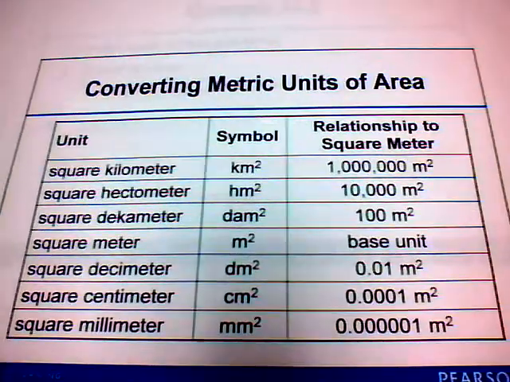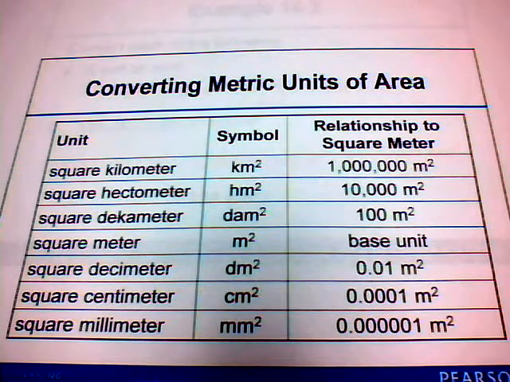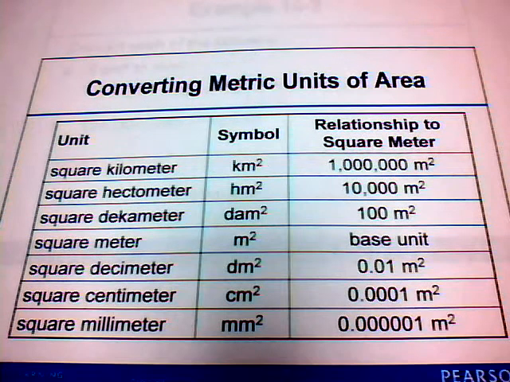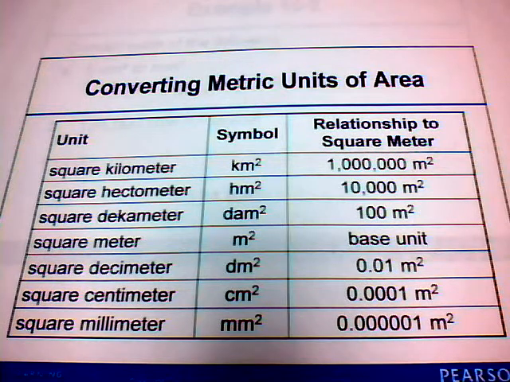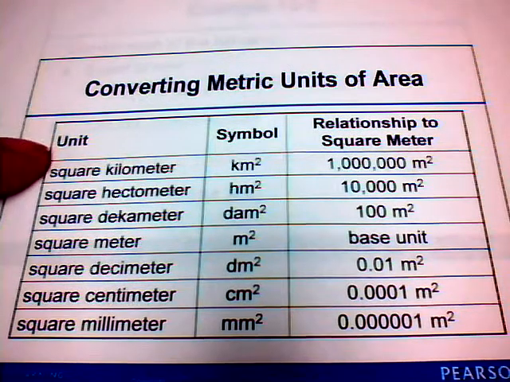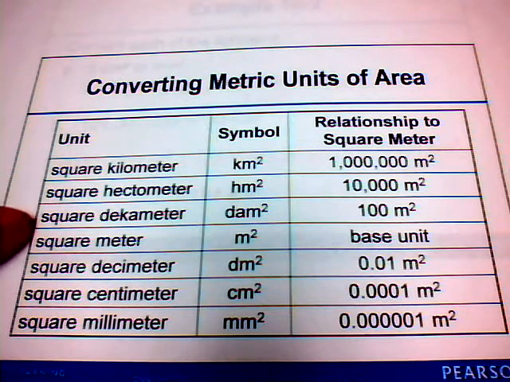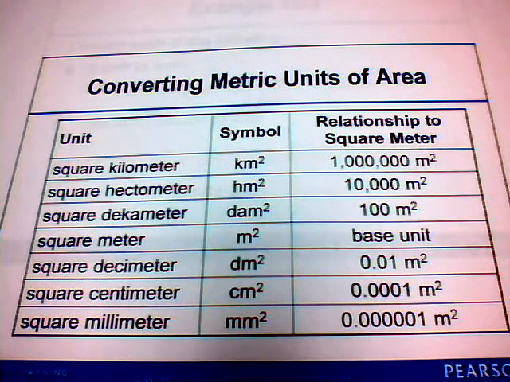We'll first talk about converting metric units of area. Now, if you recall, we were just doing the regular metric units of length, where you just had kilometer, hectometer, decameter, then the basic unit was the meter, and then decimeter, centimeter, and millimeter. Now, since we're dealing with area, area of course deals with square units. So here, we're going to be dealing with square kilometers, square hectometers, then square decameters, square meters, which is going to be the base unit. And then you have your square decimeters, and then square centimeters, and square millimeters.